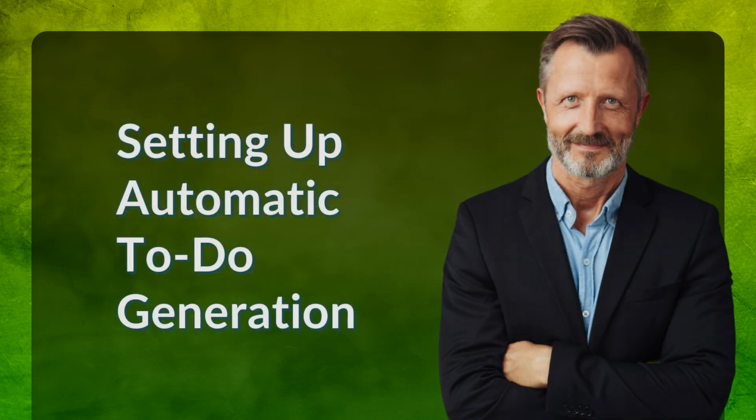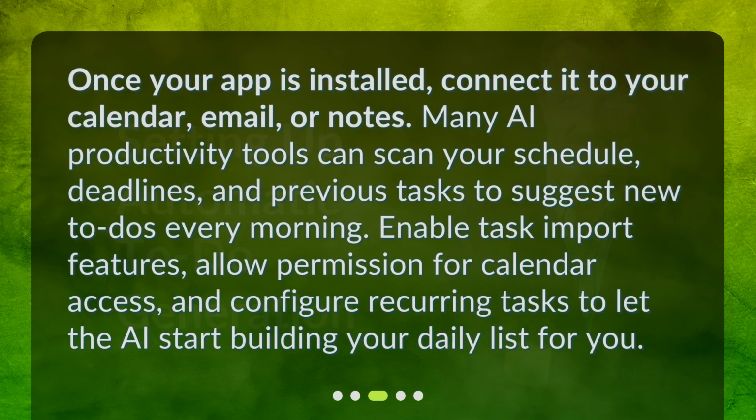Setting up automatic to-do generation. Once your app is installed, connect it to your calendar, email, or notes. Many AI productivity tools can scan your schedule, deadlines, and previous tasks to suggest new to-dos every morning. Enable task import features, allow permission for calendar access, and configure recurring tasks to let the AI start building your daily list for you.